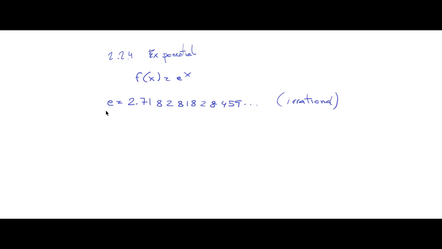So again, where does this number e come from? Well, we'll see that later in the course. We'll see where this number e comes from, and why it is important. But the definition of this function is e to the x. This implies raising e to a power of x, for any real number x.